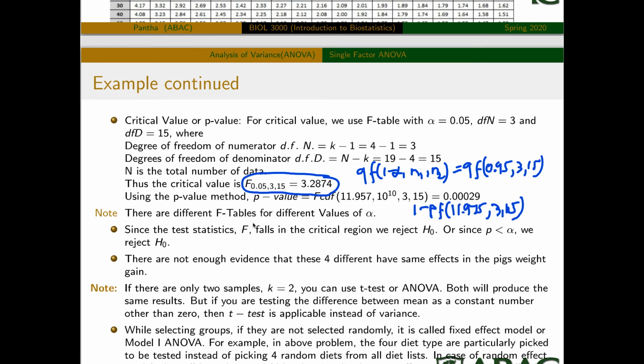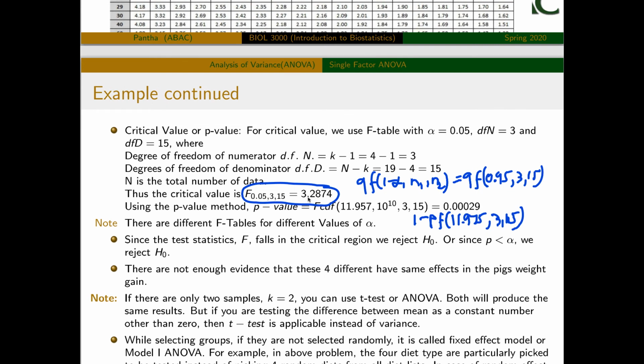So there are different F tables for different values of alpha, as I mentioned already. So here, how do I decide? What is your conclusion? Since the test statistic F falls in the critical region, right? Because the critical value is 3.2874, anything to the right of this is the rejection region. But what we got for the test value is 11.957, so it falls in the shaded region. Basically what is happening there is you have an F distribution, and this is almost 3.3.